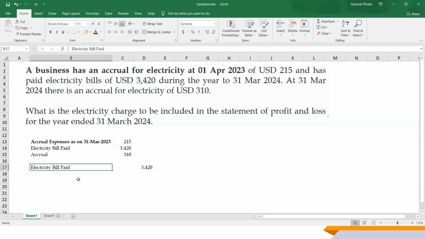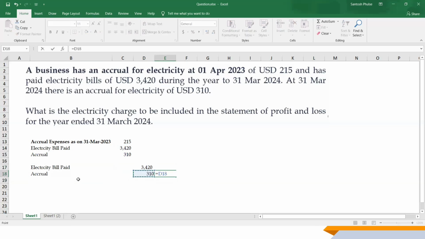How much is total accruals? That accruals is going to be the add, that's a 310. So the total expenses booked in the P&L, that's this plus this. That's a 3,730.